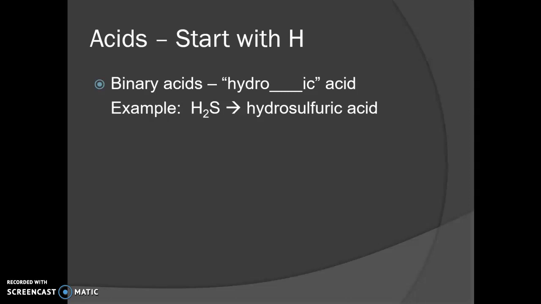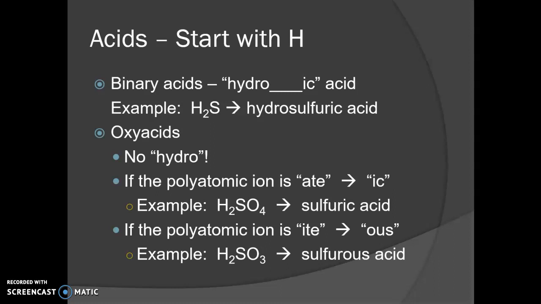And in that case, you're going to say hydro-blank-ic acid, and you fill in the blank with the other element. So in this case, H2S is hydrosulfuric acid. If you have more than 2 elements, they call it ternary, or sometimes they call them oxyacids, the main thing is don't start the prefix with hydro. Hydro tells scientists that it's binary, so if it has a polyatomic ion, you cannot use hydro to begin the name, even though you will see hydrogen first in the compound.